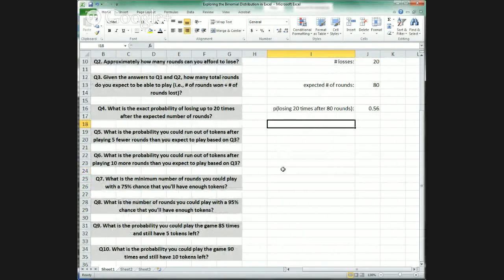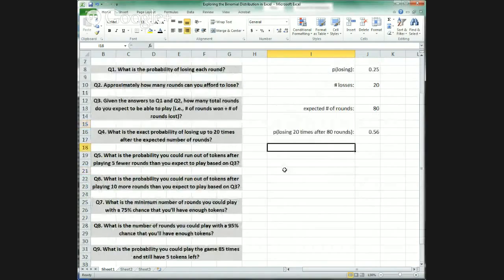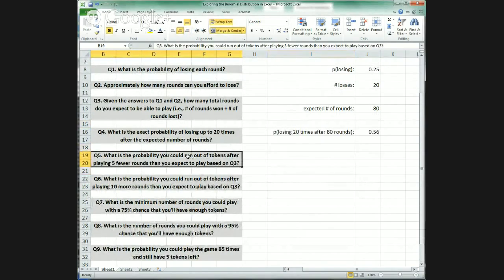The next question we're answering: what is the probability that you could run out of tokens after playing 5 fewer rounds than you expect to play based on Q3? So the first thing we need to do here is figure out what the question is asking. We need to fill in some of the information. Well, first of all, how many rounds do we expect to play? I gave you the place to look for that, Q3, but really what you need to know is to figure out where to look for that information.